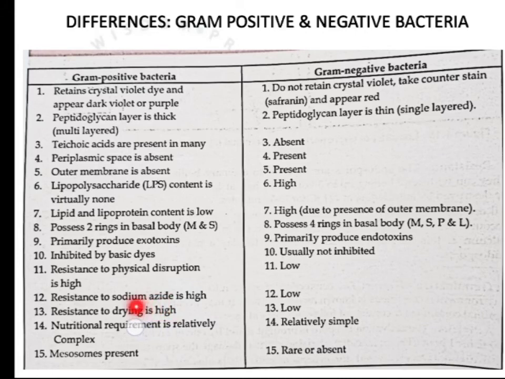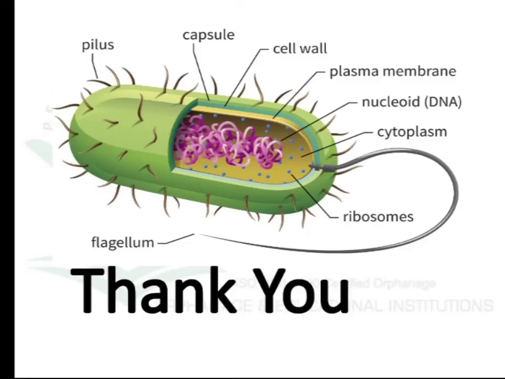Gram-positive bacteria are resistant to sodium azide, and the resistance is low in gram-negative bacteria. Resistance to drying is high in gram-positive bacteria, and low in gram-negative bacteria. Nutritional requirement is relatively complex in gram-positive bacteria. It is very simple in gram-negative bacteria. Mesosome is present in gram-positive bacteria and rare or absent in gram-negative bacteria. So this is the difference between gram-positive and gram-negative bacteria.